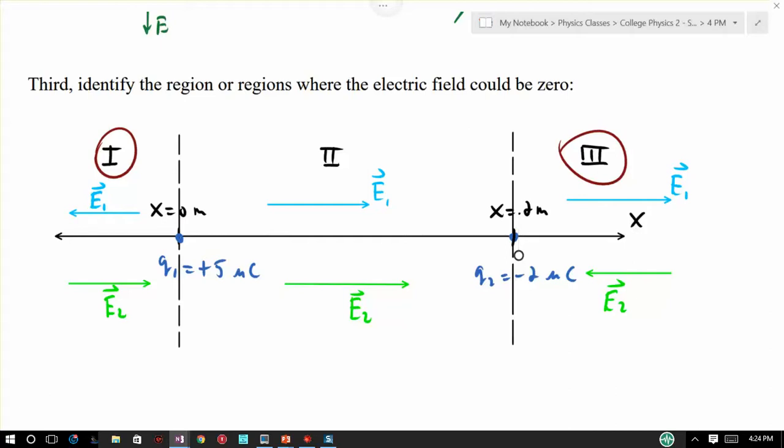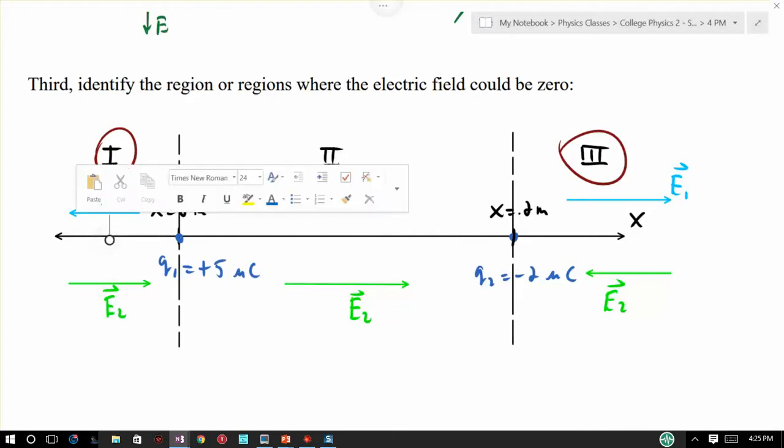No, it can't. Does anyone know why it can't? Because you're close to a big charge, right? How can E2 be as much as E1 when you're really far away from that negative, smaller charge, right? It could never be, right?